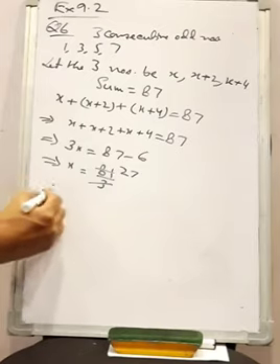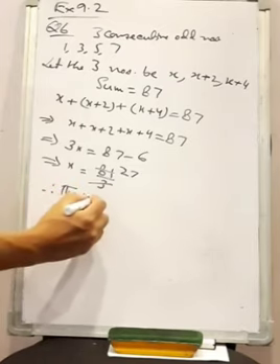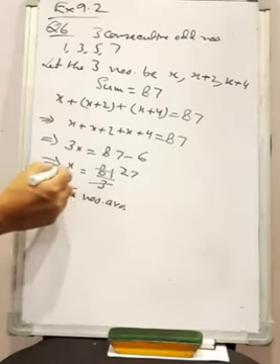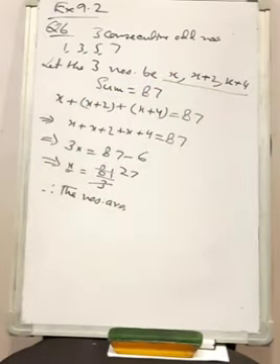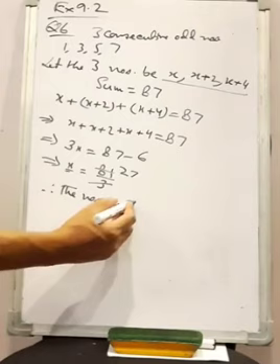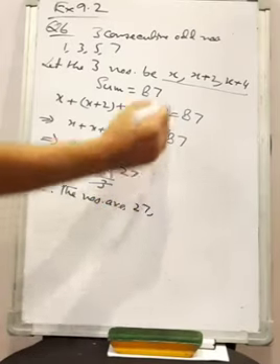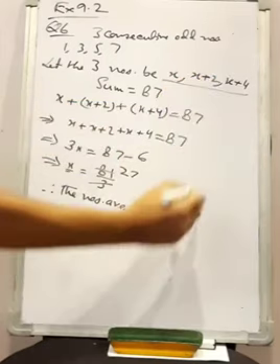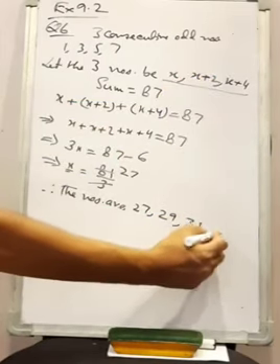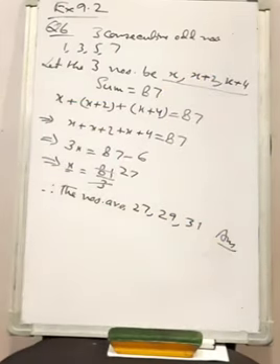So therefore the numbers are, now this value of x we are going to put here, right? Where we supposed the numbers. So the first number is x, that is 27. Then 27 plus 2 is 29. And 27 plus 4 is 31. So this is the answer, right?